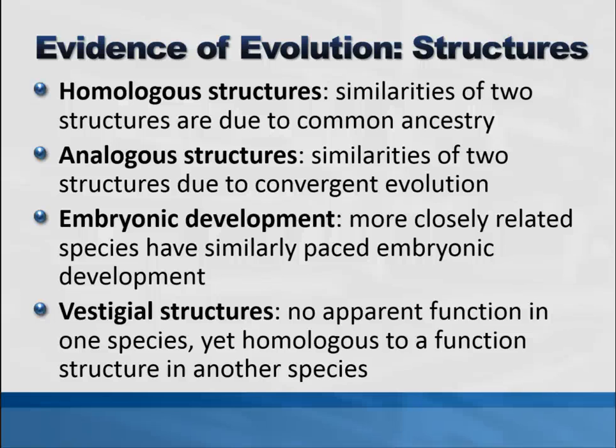You can see evidence of evolution in embryonic development, because the more closely related the species, they will actually have similar embryonic development. And the other thing that's exciting about that is you can see evidence of earlier features in the early embryonic development phases, and I'll talk about that in just a minute. And then the last thing on this one are vestigial structures. These are things that have no apparent function in a species, yet they're homologous to a function in another species. And again, I'm going to give you examples of those later on.